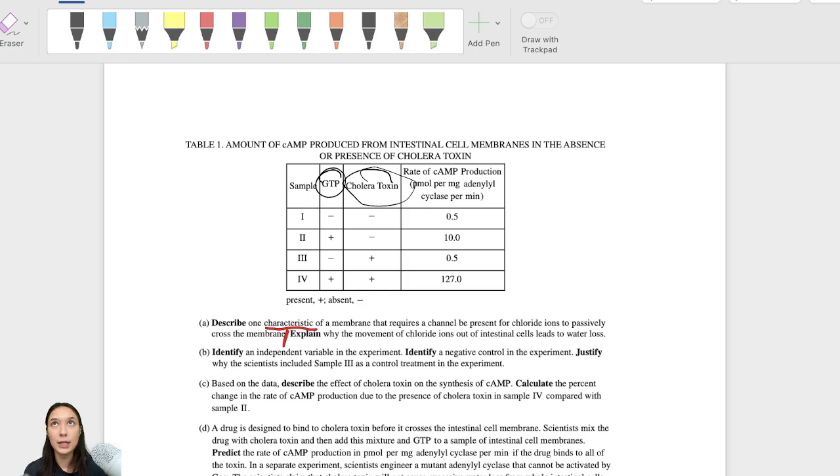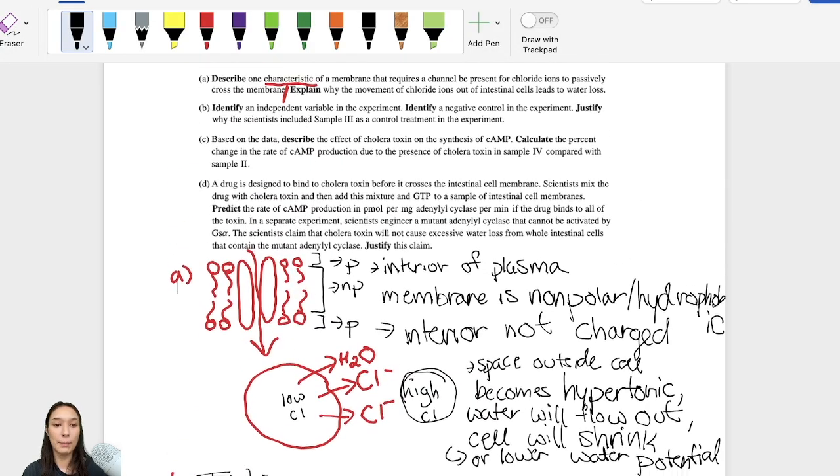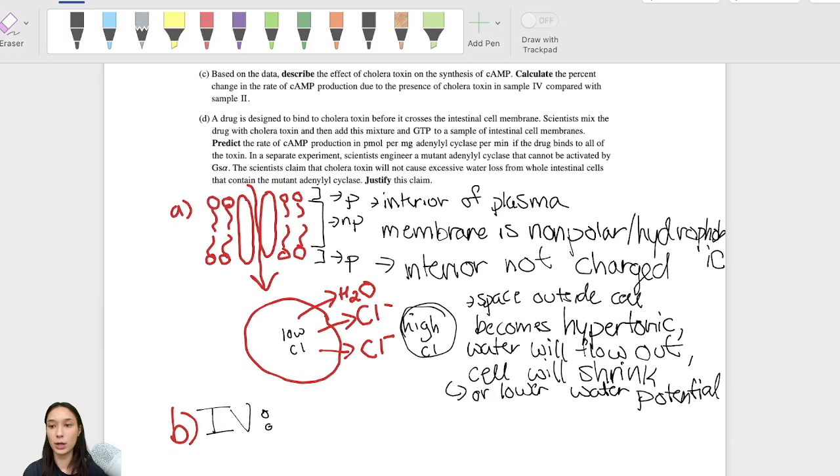So your x-axis would have, you know, with cholera, without cholera, with GTP, without, and then your y-axis would be a bar graph probably of the rate of cyclic AMP production. So they only ask you to identify one, so you can say either. So say either presence or absence of GTP, or you can say presence or absence of cholera toxin.